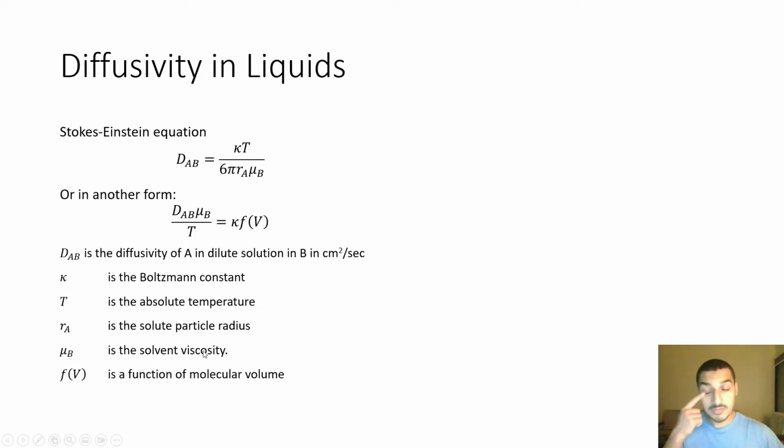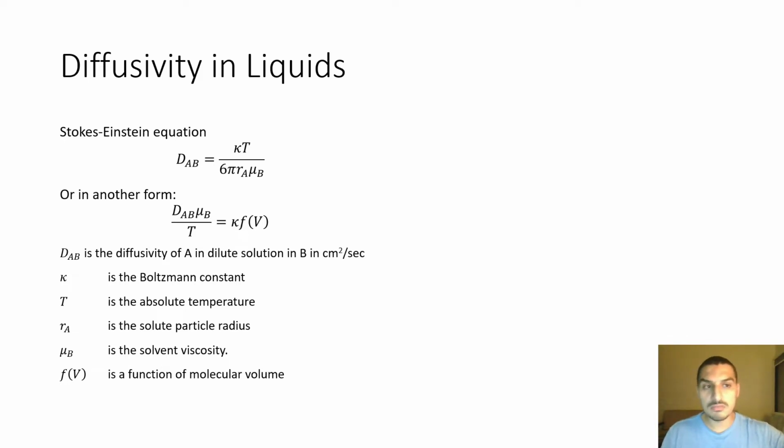The equation can be rewritten in the form of D multiplied by mu b and divided by T equals the Boltzmann constant multiplied by a function of the molecular volume. It's written in this form because this left-hand side, D multiplied by mu divided by T, is a commonly used form of the equation, so we would keep it like this because it's used a lot this way.